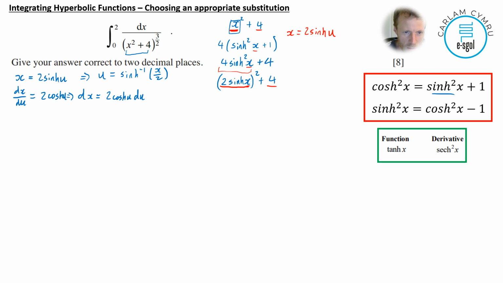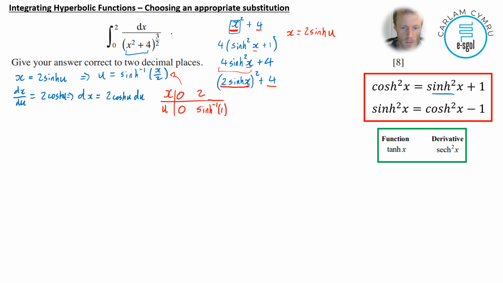Let's just think about the limits then. So when x is 0 and 2, u is going to be, well, if you put a 0 into here, we're going to get a 0 coming out. And when we put a 2 into there, we're going to get an inverse sinh of 1.